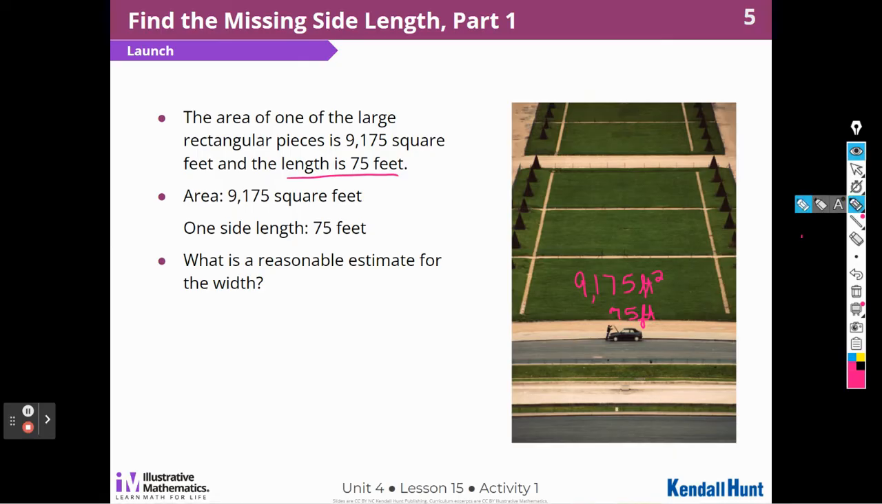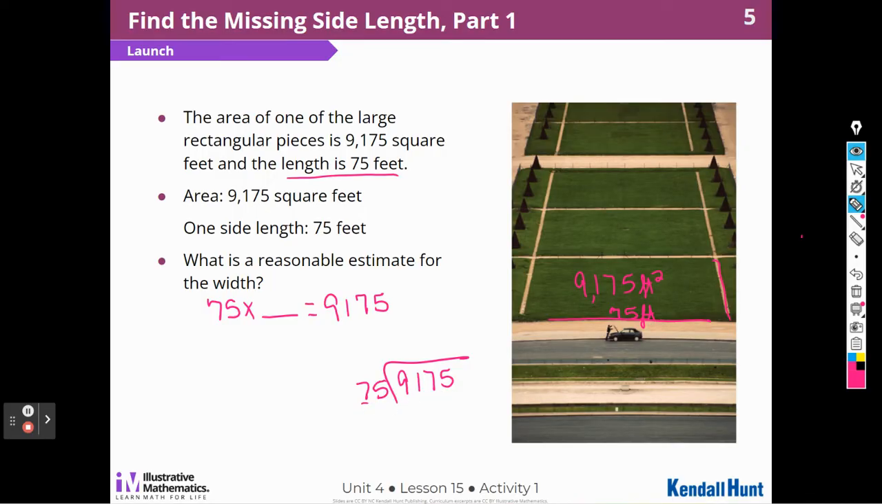Well, I remember that length times width gives me the area. So that means it's 75 times something is 9,175, right? So an estimate, the way I would do that, I was going to set this up as a division problem. My first estimate would be how many 70s are in 900. So what times 7 would get me close to 900?